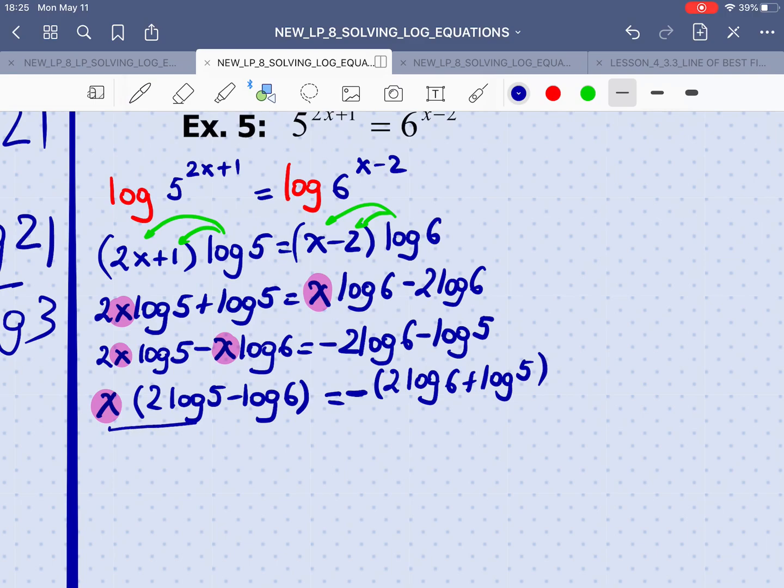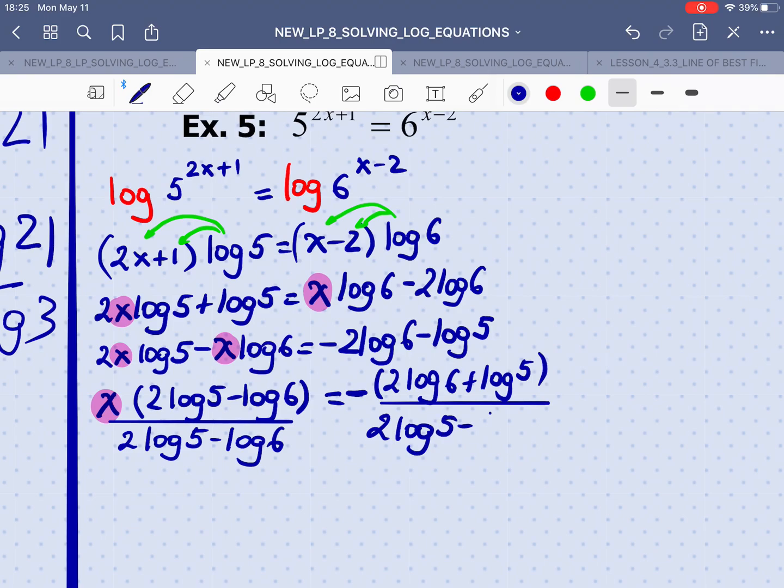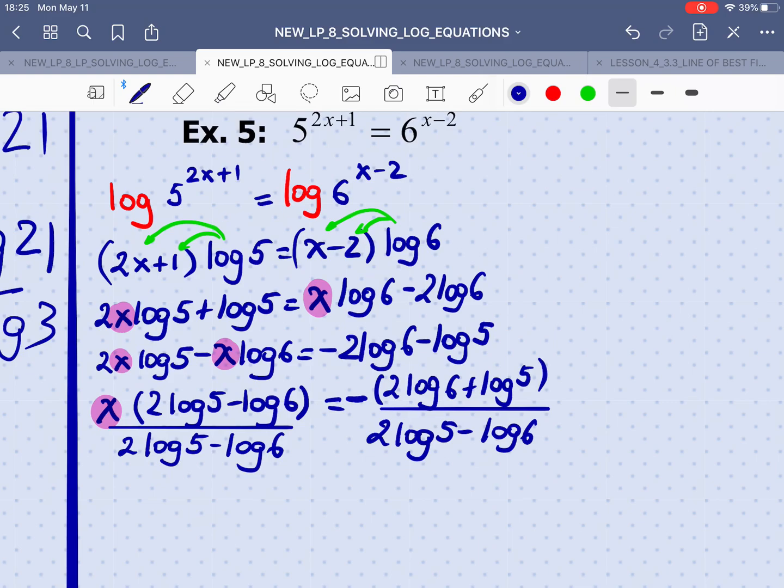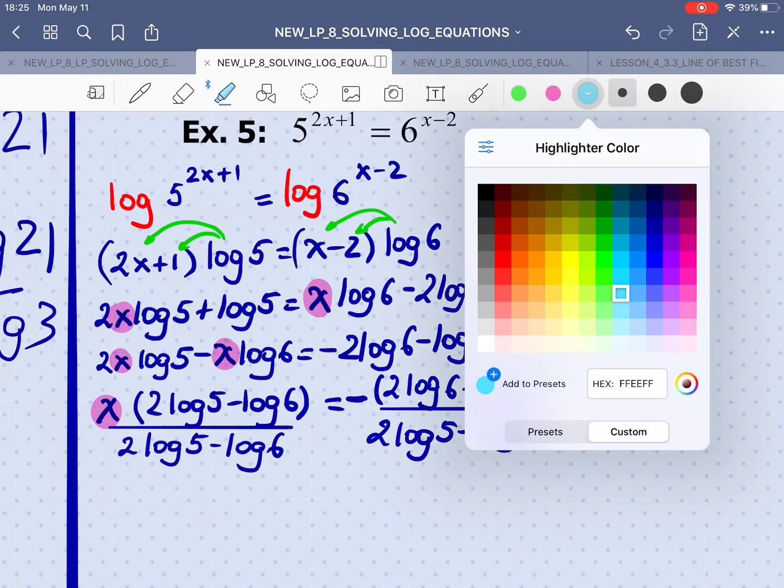And now I want to isolate x, obviously, so I will divide both sides by the coefficient of x. And the coefficient of x is this one here. And we'll divide by 2 log 5 minus log 6, both sides. So simplify.